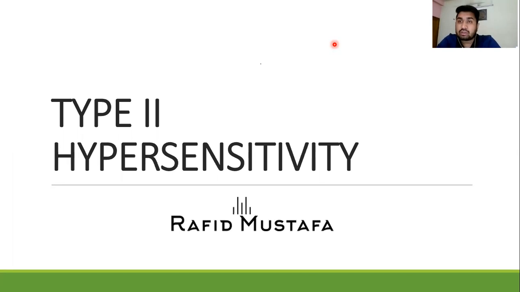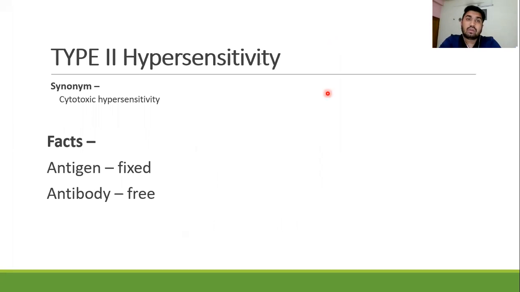Previously I uploaded a video on type 1 hypersensitivity. Now today we'll discuss type 2 hypersensitivity. First, there is a synonym of type 2 hypersensitivity. This is called cytotoxic hypersensitivity.